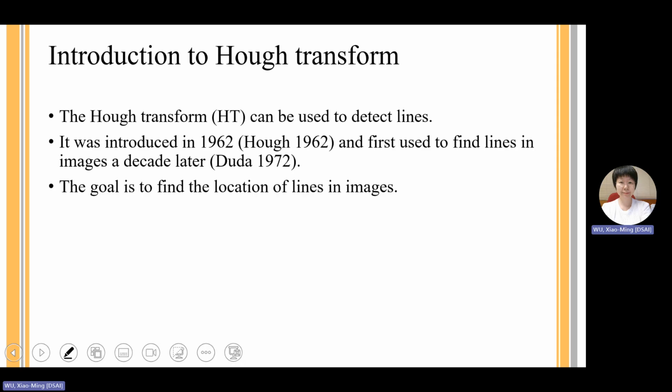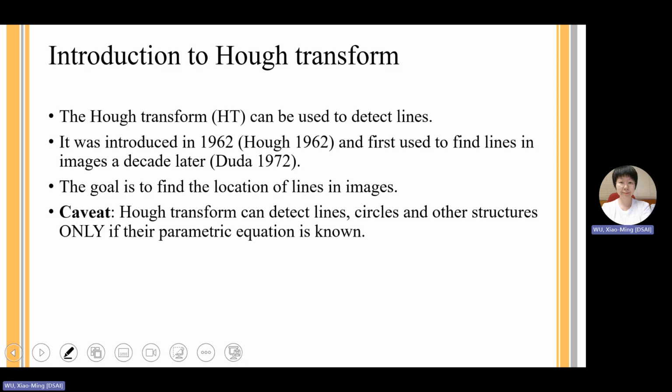Okay, so the Hough transform was introduced by Hough a few decades ago. The goal is to find the location of lines in images.